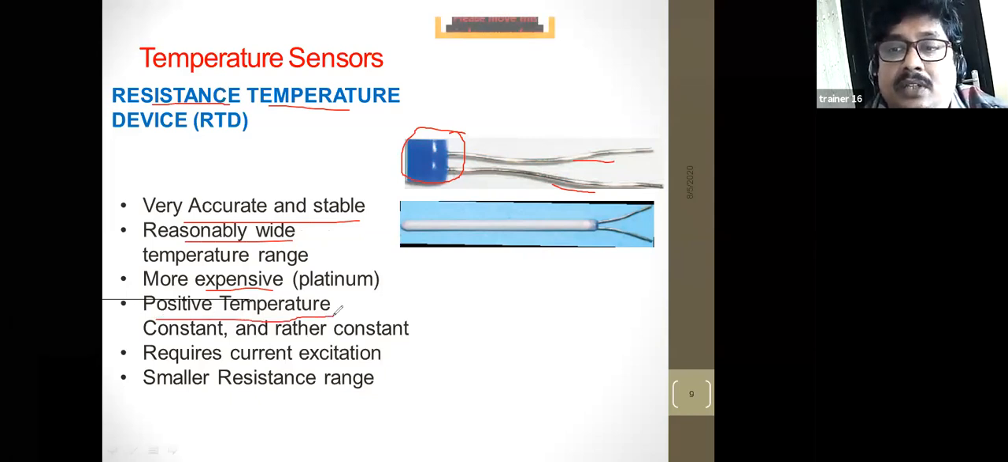Whereas with a thermocouple we can also measure negative temperatures, with this RTD we can measure only positive temperatures. The positive temperature coefficient requires current excitation and has a small resistance range.